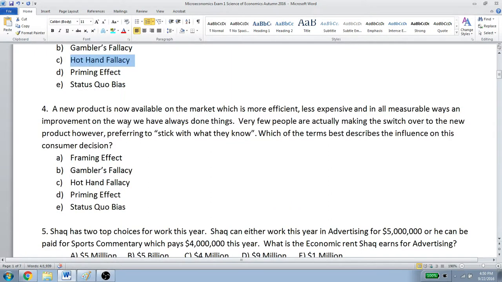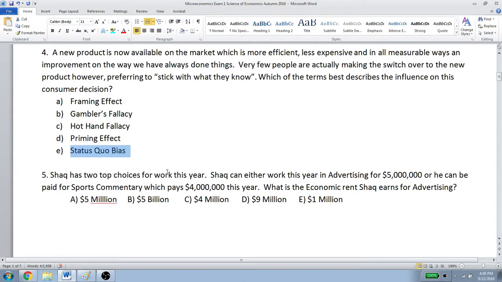Number 4, a new product is now available on the market which is more efficient, less expensive, and in all measurable ways an improvement on the way we've always done things. Very few people are actually making the switch over to the new product, however, preferring to stick with what they know. Which of the terms best describes the influence on this consumer decision? That is the status quo bias. We stick with things that are familiar, and it's kind of linked to loss aversion or the sunk cost fallacy.